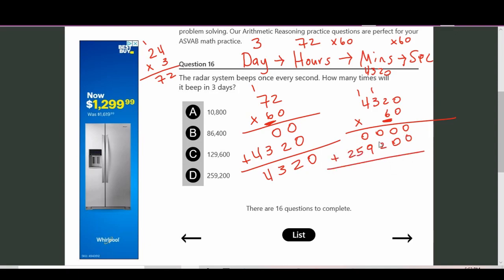Again, there's nothing to add in the top row. So 0 plus 0 is 0. 0 plus 0 is 0. 2 plus 0 is 2. 9 plus 0 is 9. 5 plus nothing is 5. 2 plus nothing is 2.